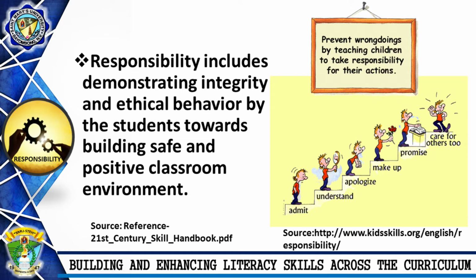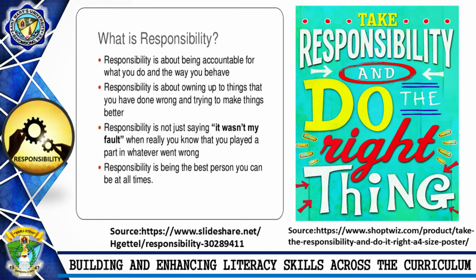Here are the 6 steps to become responsible learners from Kids Skills. For them, responsibility is about being accountable for what you do and the way you behave. And it is about owning up to things that you have done wrong and trying to make things better. Responsibility is not just saying it wasn't my fault, when really you know that you played a part in whatever went wrong. Responsibility is being the best person you can be at all times.